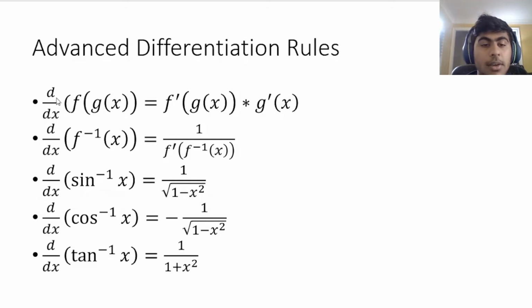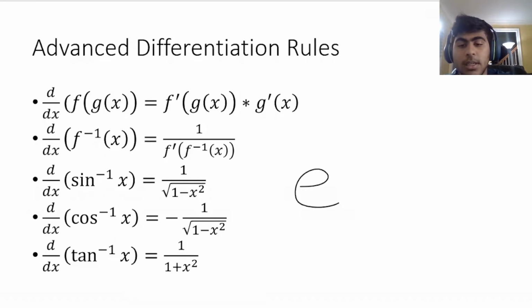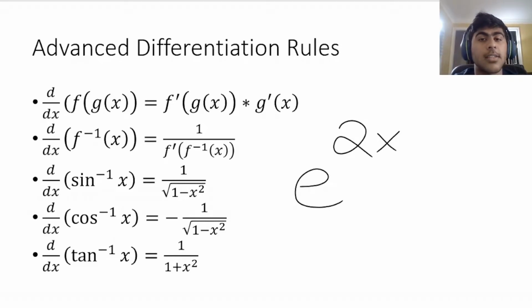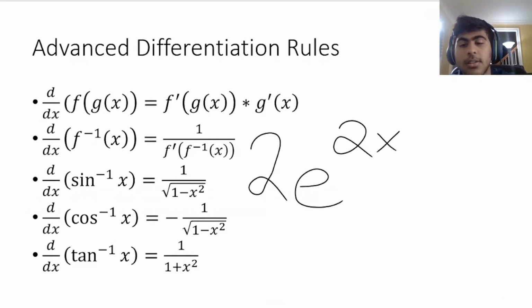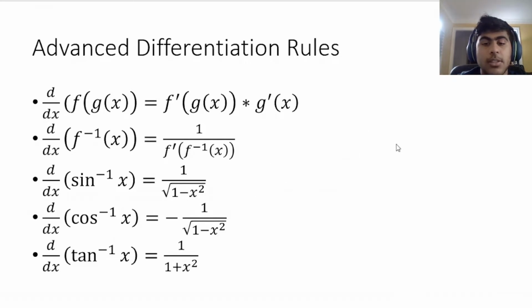Basically, if we have a function of something else, say e to the 2x, we know that the derivative of e to the x is just e to the x. The derivative of e to the 2x would be 2e to the 2x, because we take the derivative of e to the x and then multiply that by the derivative of 2x, which is 2. That's a nice example, but we are going to get more into depth with these rules.